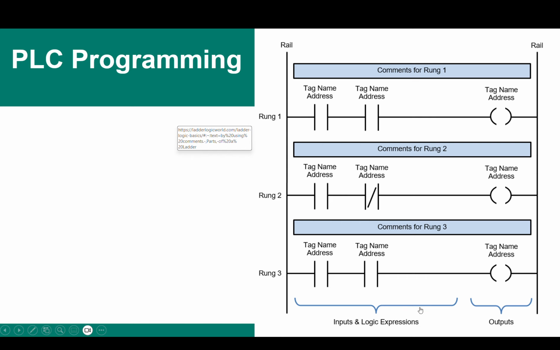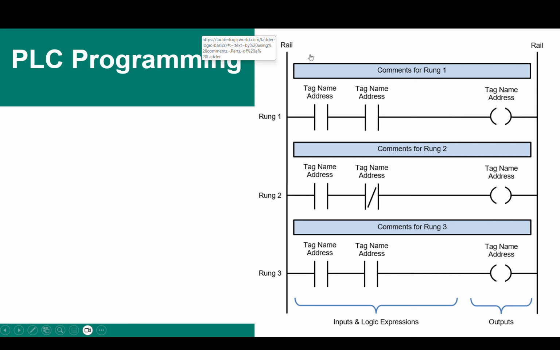So these are rungs, and the input and logic expressions are on the left hand side and the outputs are on the right hand side, and we already talked about the symbols. You can put comments for every rung, or every horizontal line, when you're programming a PLC. Every input has a tag name and an address. Similarly, every output has a tag name and an address if you want to give it. And as I mentioned, you can put comments for every rung if you need it.